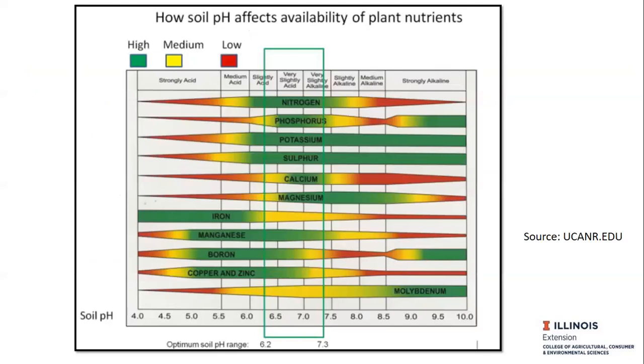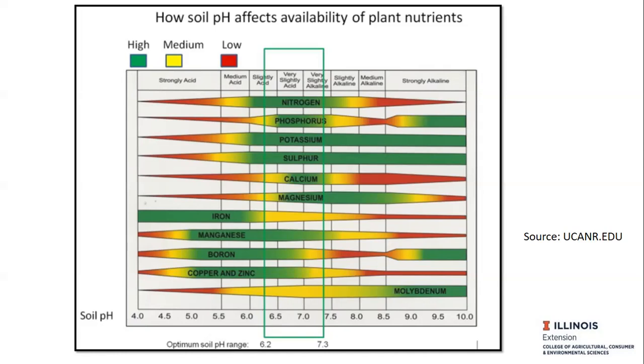The connection between soil pH and the soil nutrients is where the concern is with maintaining soil pH. You can see at the bottom of the screen the soil pH range, which is measuring from 4 to 10. And then you see in the middle of this image all of the soil nutrients that your plants need to take up during that growing season. You also note that in this image, they have put an optimum soil pH range of 6.2 to 7.3.